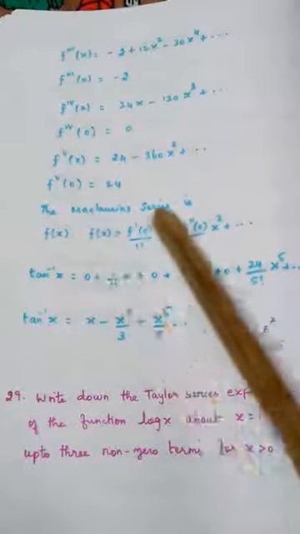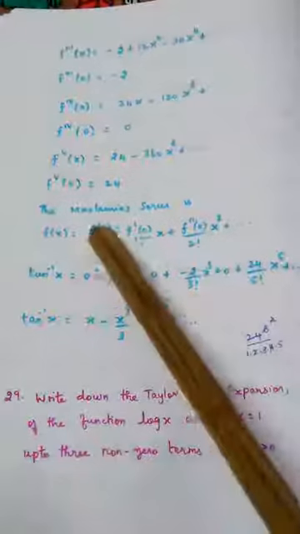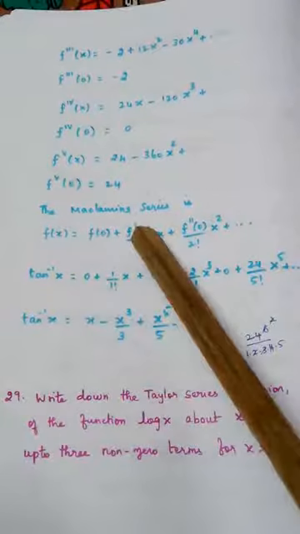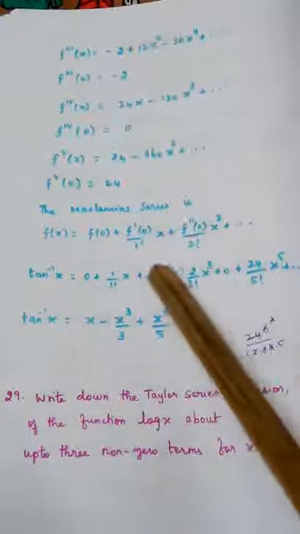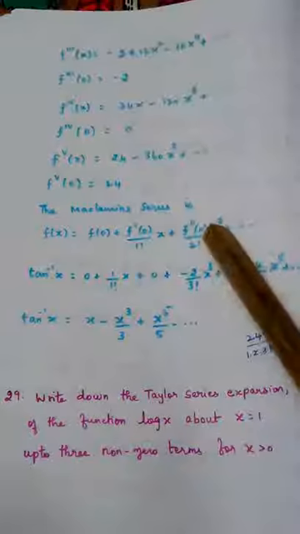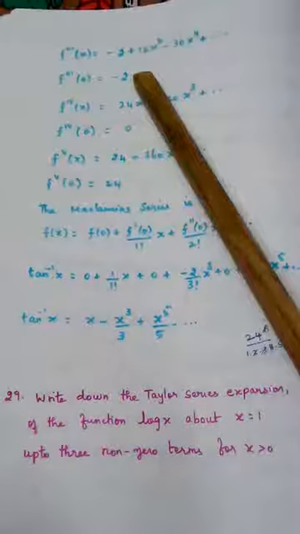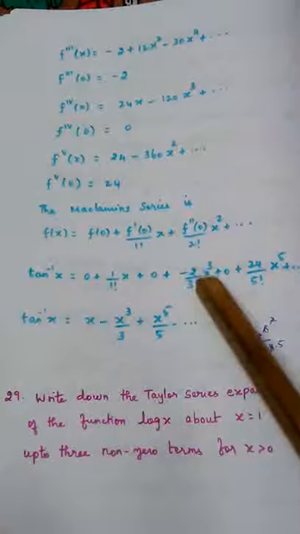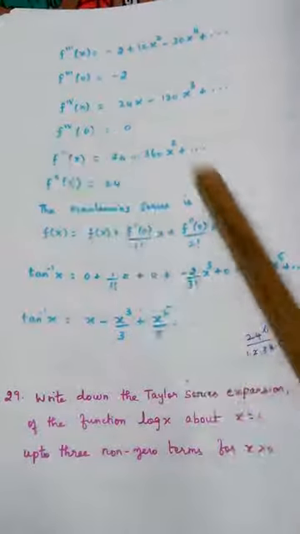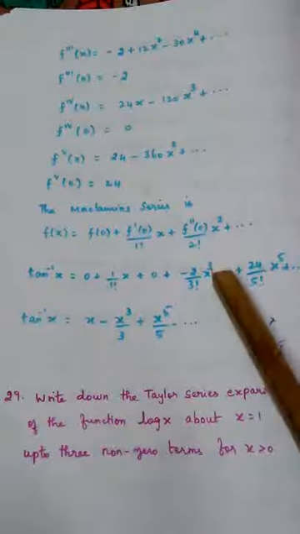So I will write the formula. This is the Maclaurin series formula. F of 0, answer is 0. F dash of 0 means 1. So 1 by 1 factorial x. F double dash of 0 is 0, so this term fully becomes 0. F triple dash of 0, answer is minus 2. So minus 2 by 3 factorial x cube. F4 of 0 is 0, and that term will fully become 0.